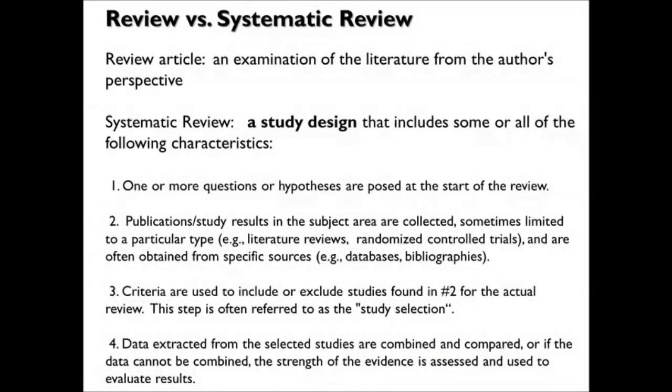So when we talk about the systematic review, oftentimes people get confused and want to know the difference between a review article and a systematic review. And really, the difference is that a review article is the examination of literature from the author's perspective. So it's not expansive or exhaustive. It's really what the author chooses to review.